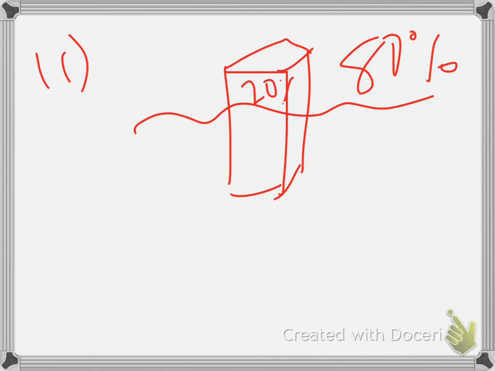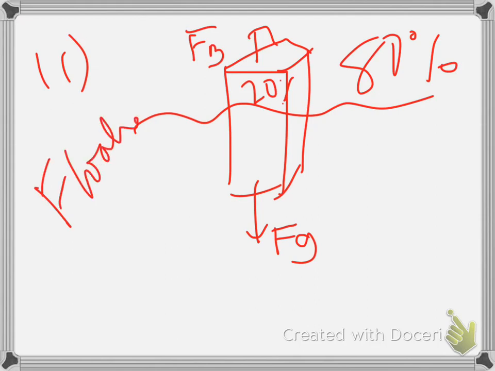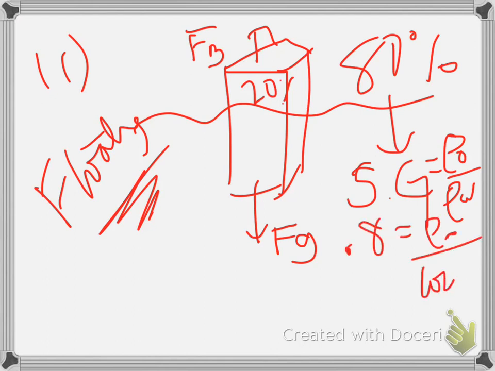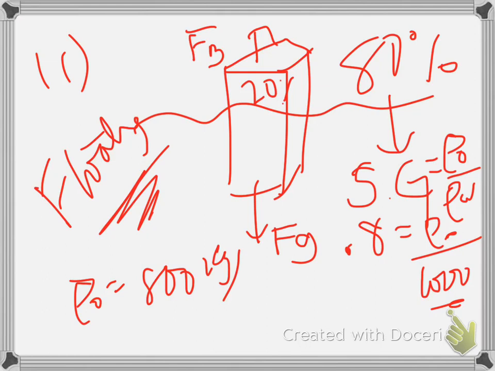So if it's floating right now, Fg and Fb are equal. That's what floating means. What you can gather from this is that specific gravity tells you the fraction that's submerged. So the rho of this object divided by the rho of water is 0.8. If it's 0.8, that equals rho of the object divided by 1,000, that's the rho of water. That tells me the rho of the object is 800 kilograms per meter cubed.